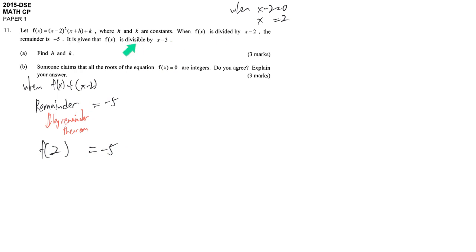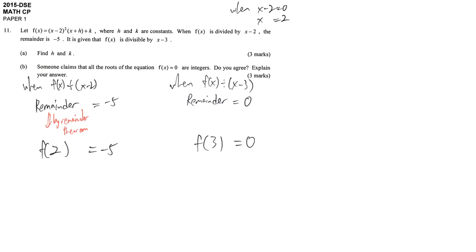Then we have one equation. Afterward, we have another equation. When f(x) divided by x minus 3 is divisible, that means no remainder. Which means that by remainder theorem, we put a suitable x, which is 3, so that the divisor becomes 0. So f(3) is equal to 0. We have two equations. We just evaluate these two independently. Finally, we combine them. Then we can get two unknowns.